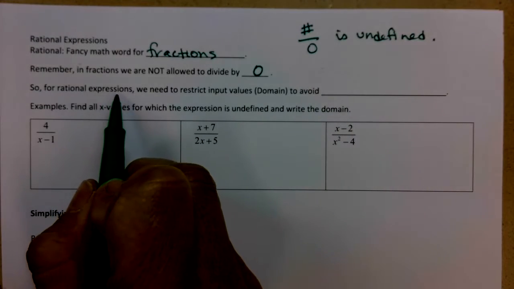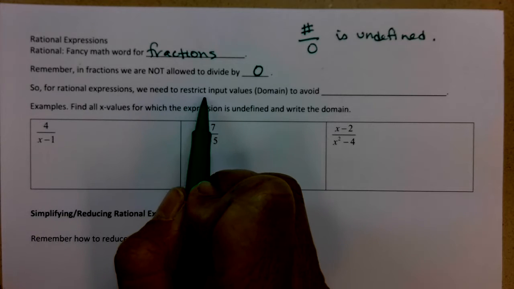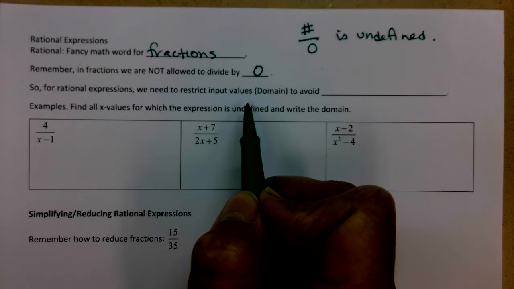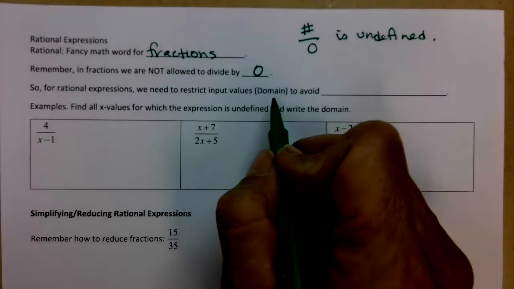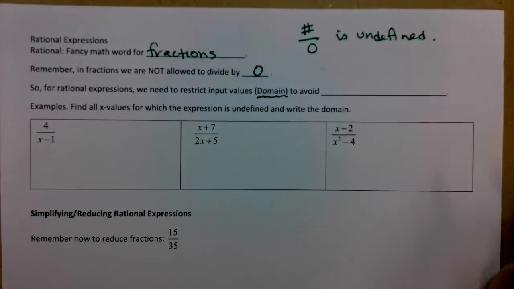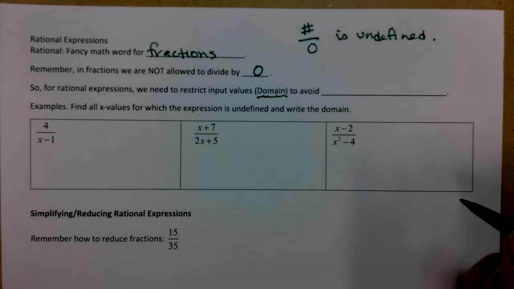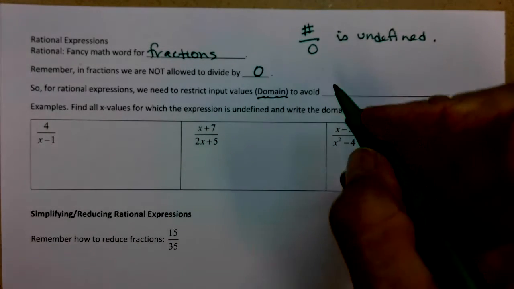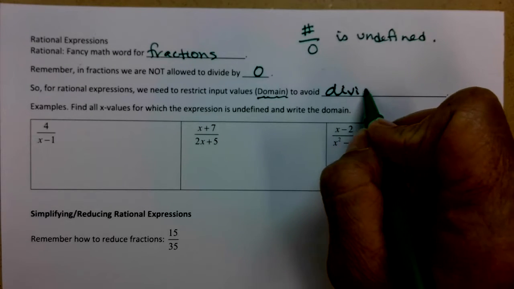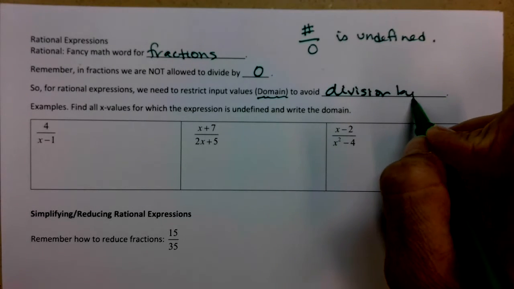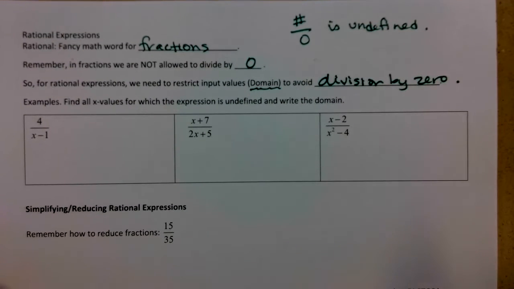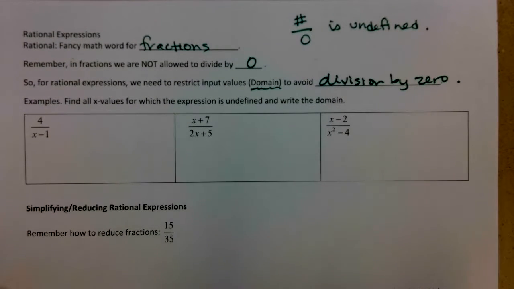So when we have rational expressions, what we'll need to do first is restrict our input values. So think about the x's you can plug in. Those input values, a name for that we'll get to eventually, is called the domain. So we need to restrict our input values to avoid, again, division by 0, to avoid x values that make the denominator 0, to make the expression undefined.